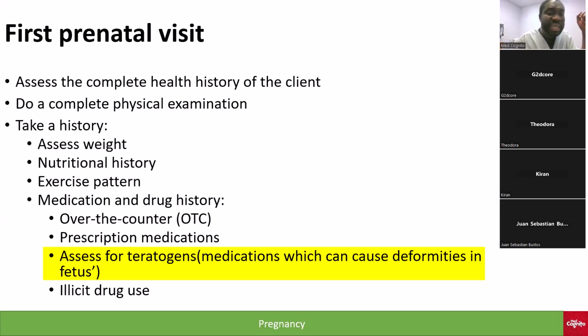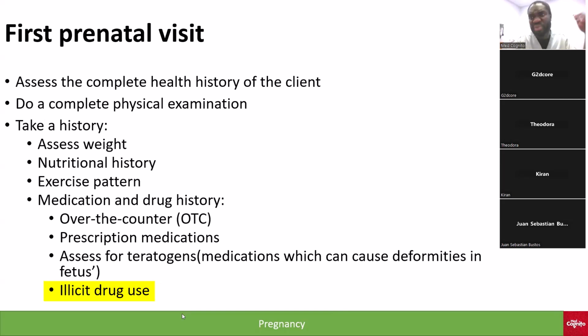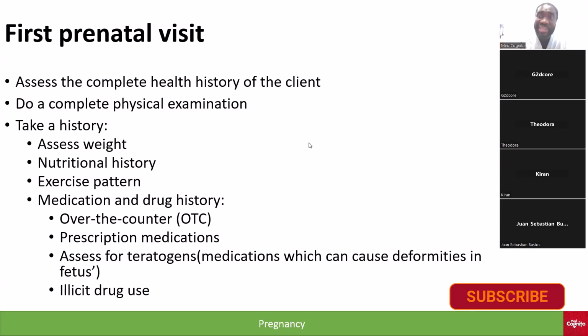And then you also want to check, is the patient taking any illicit drugs, cocaine, fentanyl, heroin, any drug which can affect the baby. You want to be very careful about it. So know that these are the things you want to find out on history when you're assessing a client who is coming for the first prenatal visit.